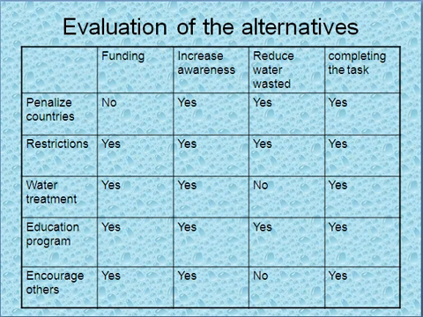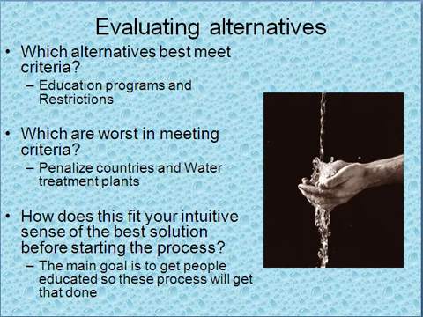Once they've gone through this process, then they're in a better position to determine which of these alternatives is the best one. And so they answer questions like, which alternative, after looking at the matrix, best meets the criteria, and which is worst in meeting the criteria. Then they also looked at how this fit their intuitive sense of the best solution before starting the problem-solving process.